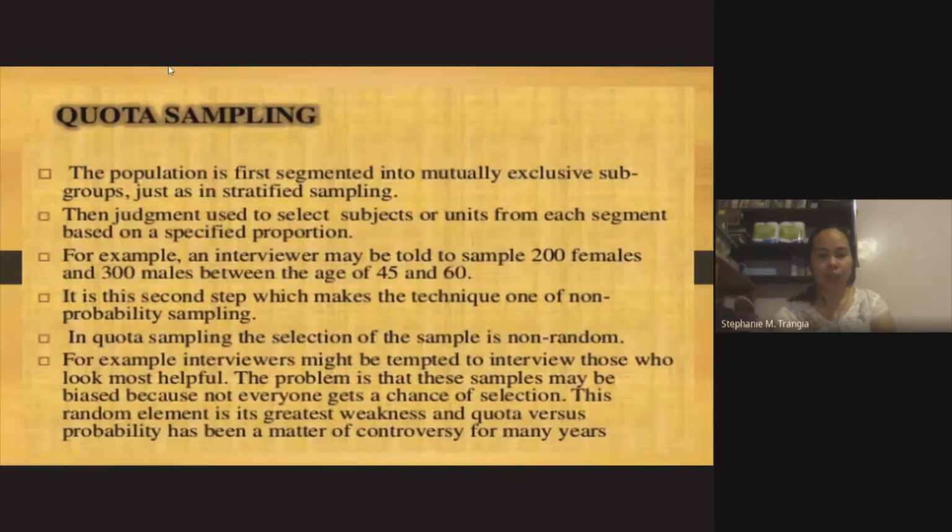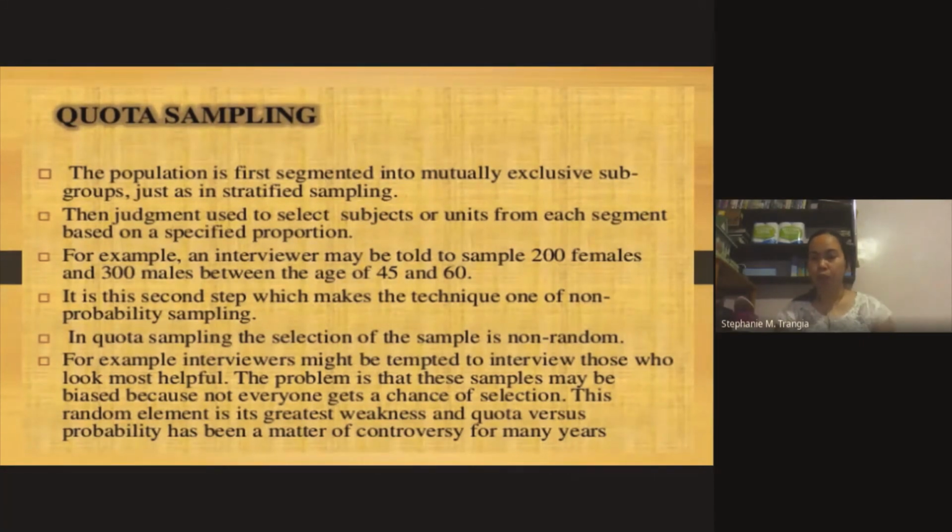Okay? So quota. In quota sampling, the population is first segmented into mutually exclusive subgroups just as in stratified. So quota sampling is very much close to stratified sampling. You make subgroups, but the selection process within subgroups is not like stratified sampling where you still use simple random sampling. In quota, as long as you reach the proportion of respondents within a certain subgroup, that's okay.